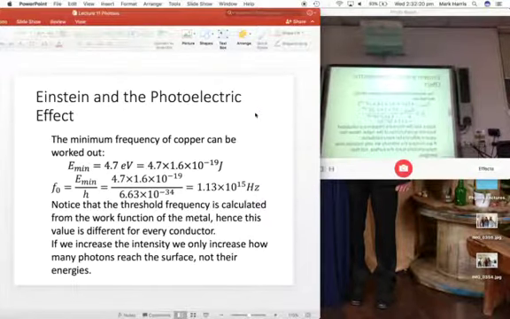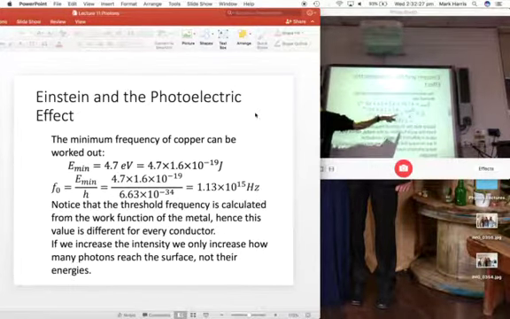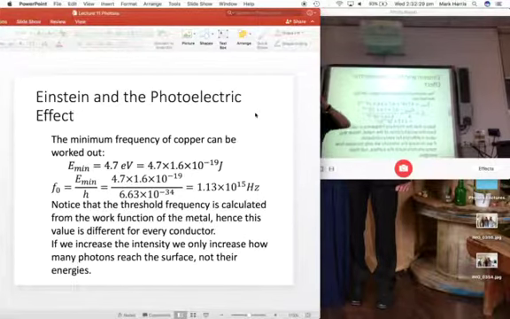Notice that the threshold frequency is calculated from the work function of the metal, which is that 4.7 bit. That is the gap. So if it has a higher work function, it becomes like 8. A lesser work function becomes like 2. That's the work function there. This is different in every conductor. If we increase the intensity, we only increase how many photons reach the surface, not their energies.